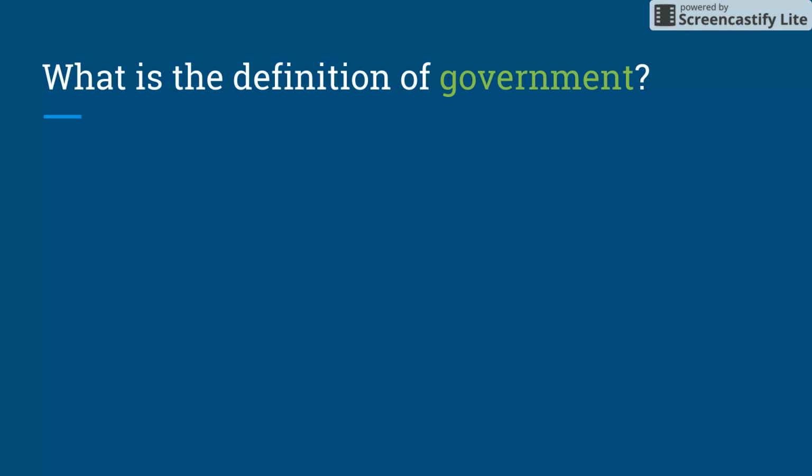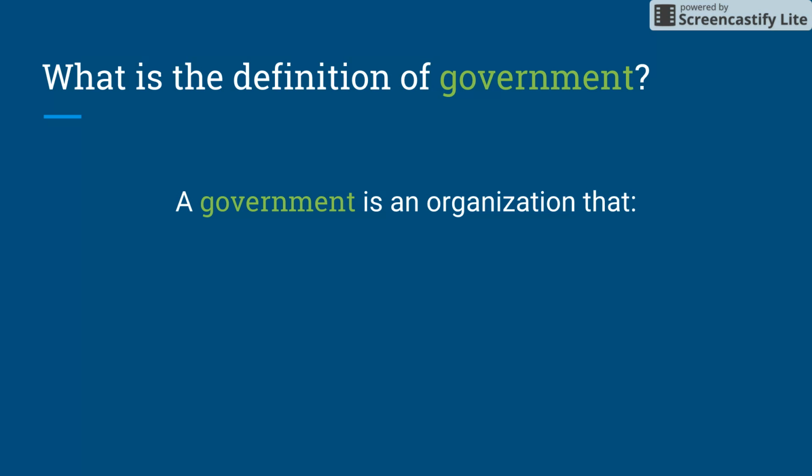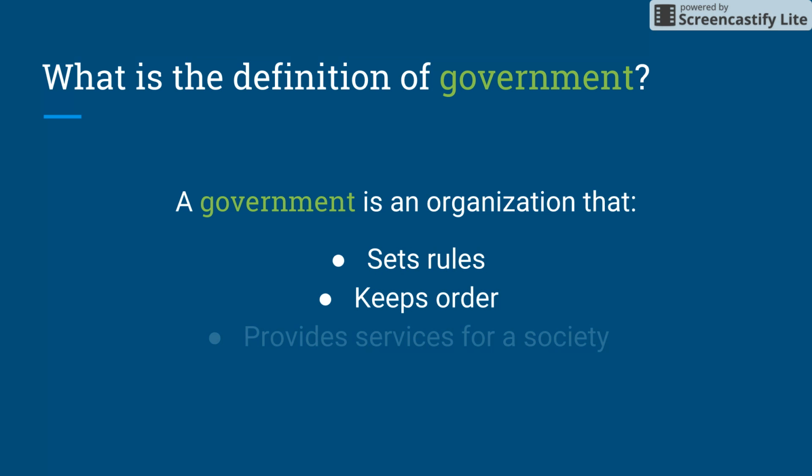To review, let's remind ourselves about the definition of government. A government is an organization that does three things. It sets rules, keeps order, and provides services for a society.